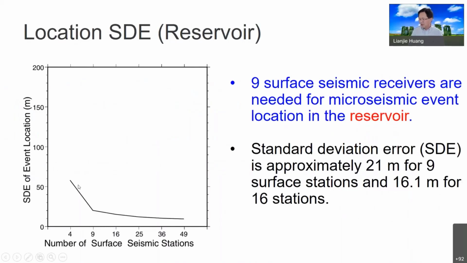So here is the result, the output from the tool. It shows that it requires 9 surface seismic stations to monitor the microseismic events within the reservoir. So 9 stations corresponds to here, and the standard deviation error of the event locations is about 21 meters. But if we use 16, as shown here, the standard deviation error of the event locations is about 16 meters. So it reduces a little bit. That also depends on the accuracy requirement during the monitoring.